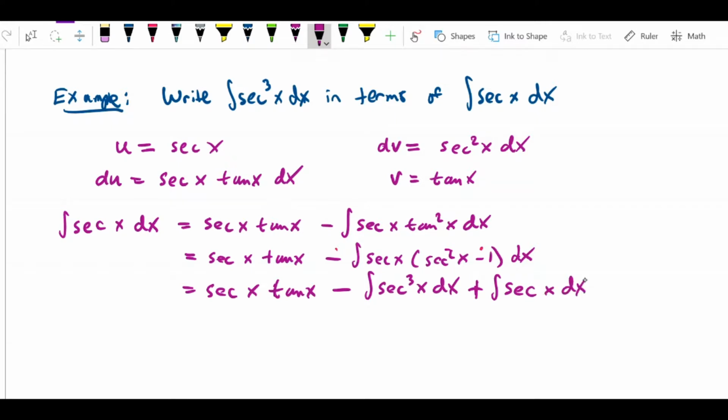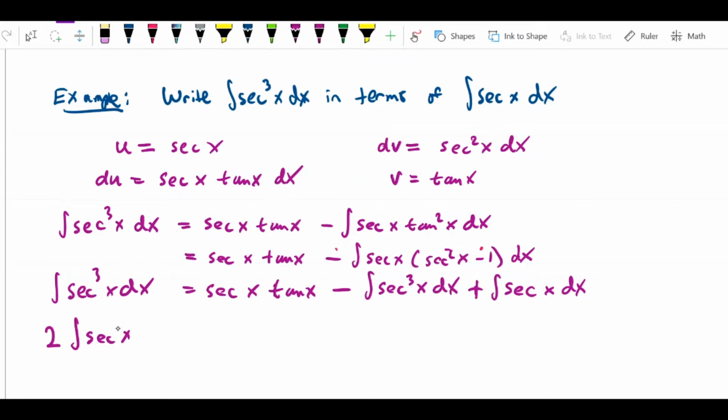So now look what I have here. On the left side of the equation, I have secant cubed x dx, and on the right side I also have another factor of secant cubed x. So what I'm going to do is take the secant cubed, move it over to the left side, and that becomes 2 times the integral of secant cubed x.